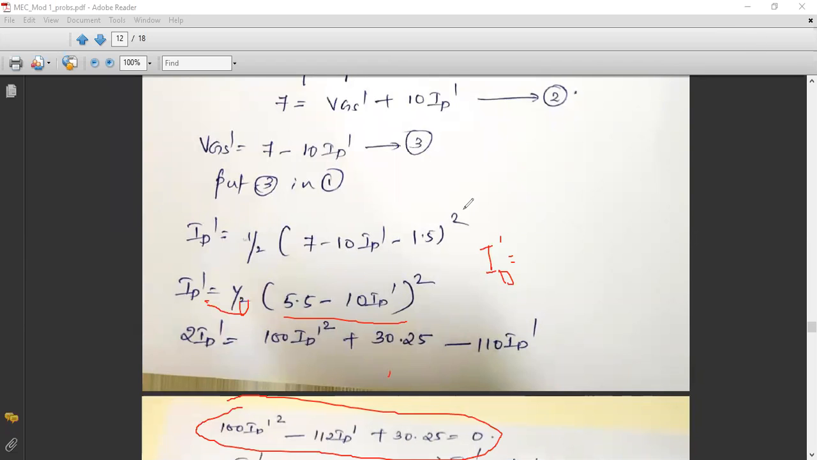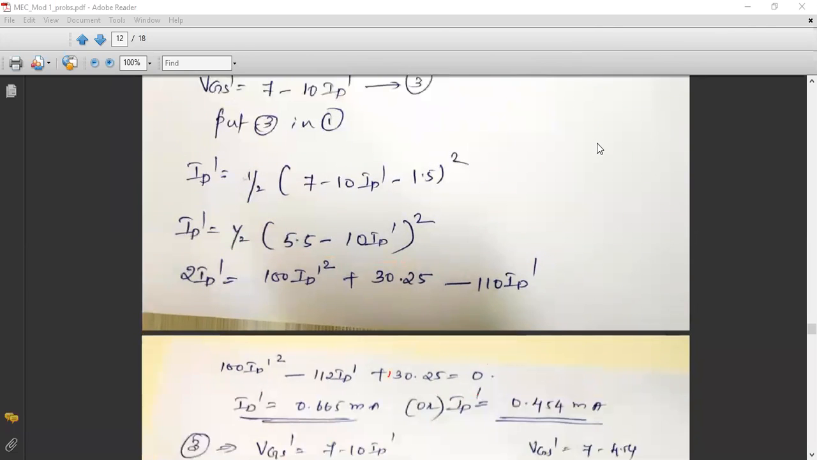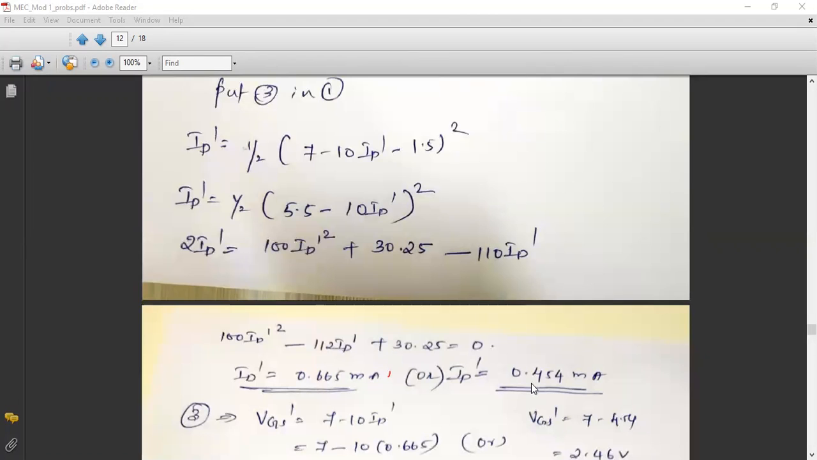So after solving the quadratic equation, your answers are ID dash is equal to 0.66. Very good. 0.66 and 0.454 milliamps. Good. Now, from these two answers, you have to take any one suitable answer. So how are we going to take the suitable value of ID dash, whether you have to go for 0.454 or you have to go for 0.665? That you can fix only after finding your VGS dash.